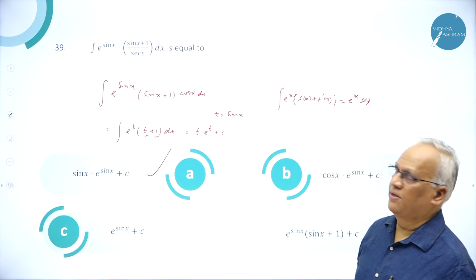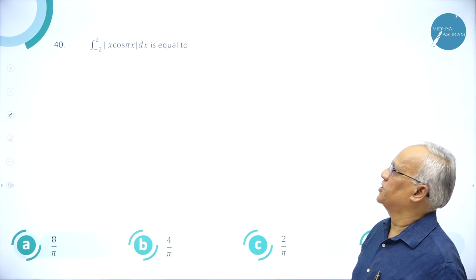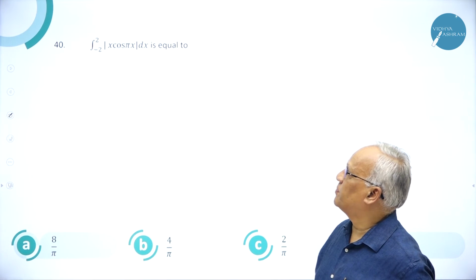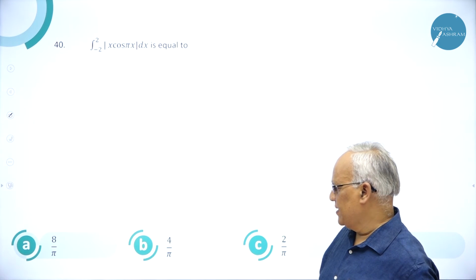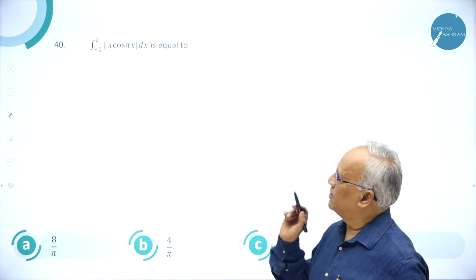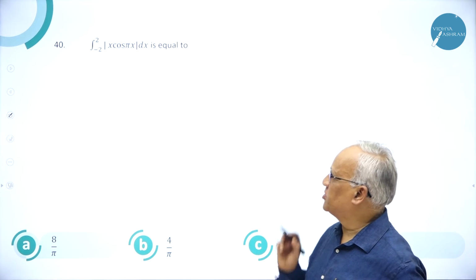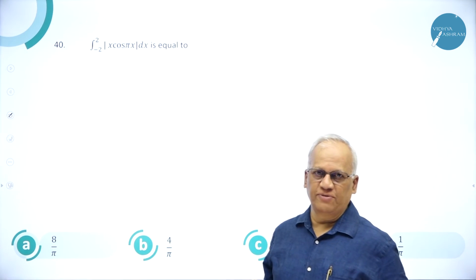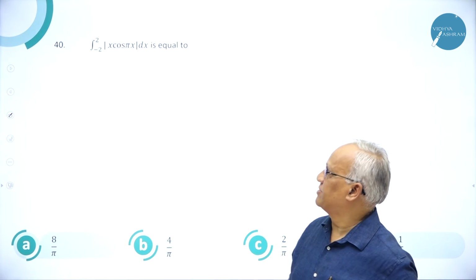So this is the way you do it. Okay, next question. Integral from minus 2 to 2 of mod x cos pi x into dx equals. See, this is very time consuming. I advise you to skip this question in the first round because it takes a lot of time.